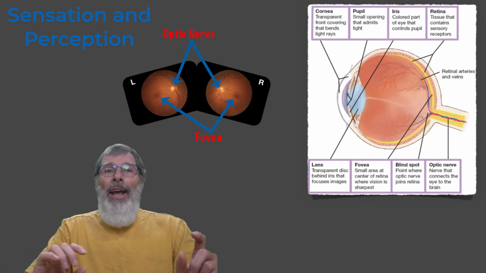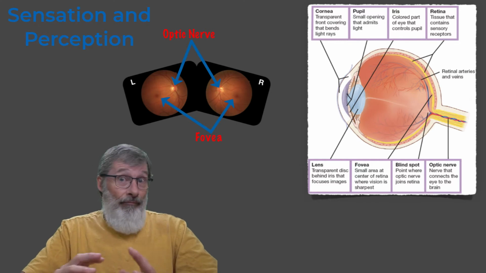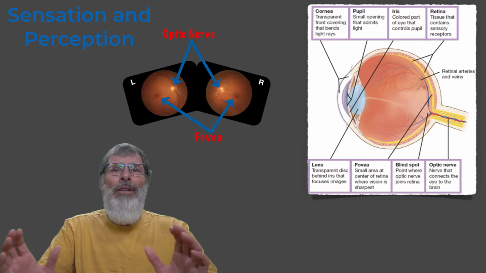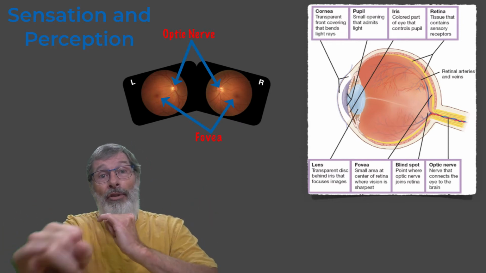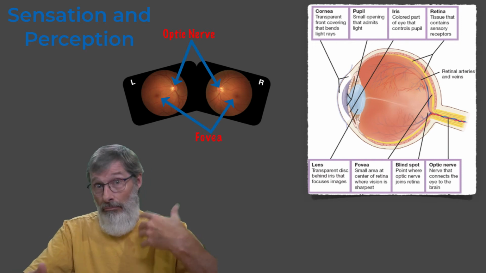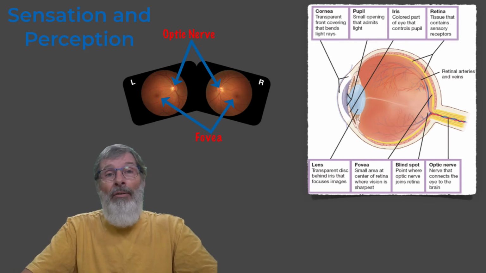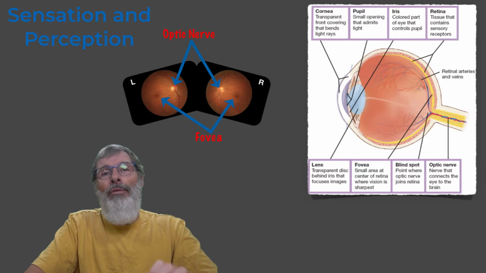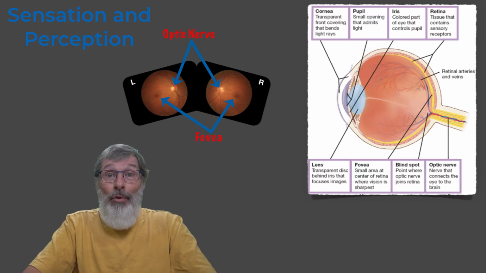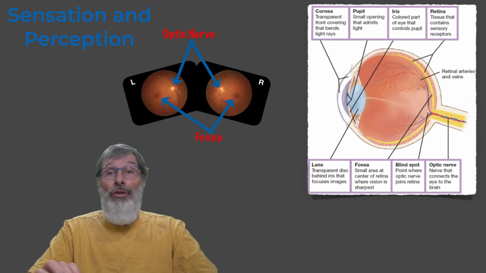Now, the axons of the million or so ganglion cells in our retina ultimately converge to form the optic nerve, and that's a long pipeline that goes from the back of our eye into our brain, into the visual area of our brain. Now, the optic nerve conducts sensory input to the brain where it's relayed to the visual area of the occipital lobe.